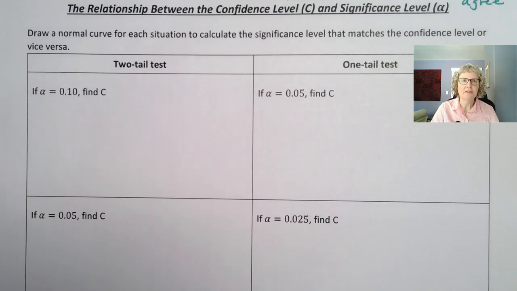Hi again. So in this video, we're going to look at the relationship between the confidence level and the significance level. Since we were just comparing the hypothesis test and the confidence interval, those results, we might want to make sure that our confidence level and significance level match up, right, are analogous to each other. So let me show you what that means.